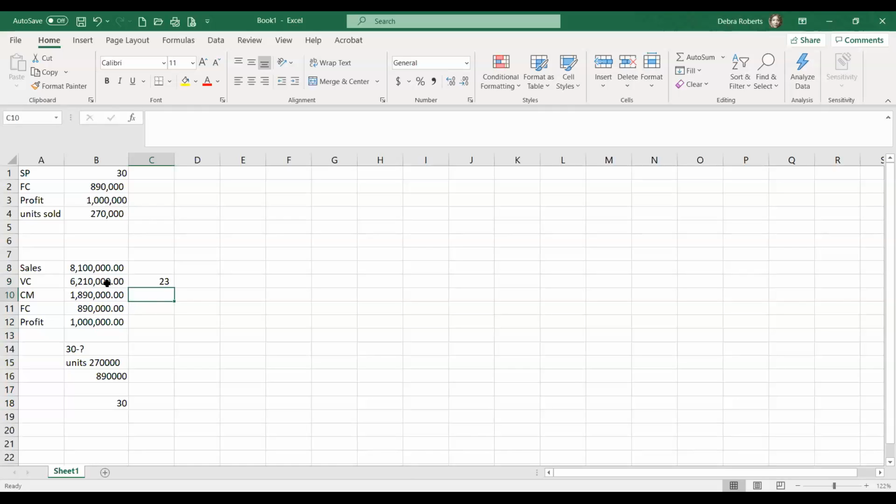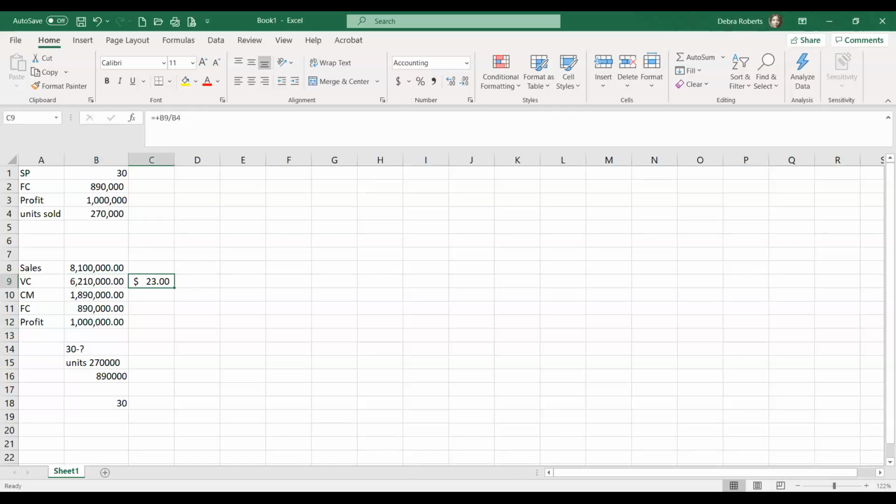So based on what we're saying, we know what our variable cost is in dollars. We're going to convert it to units. So I took this to 6.2 million, and I divided by the units sold. So my number is $23.